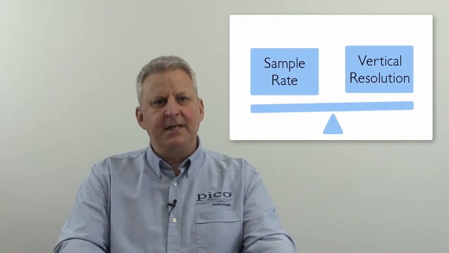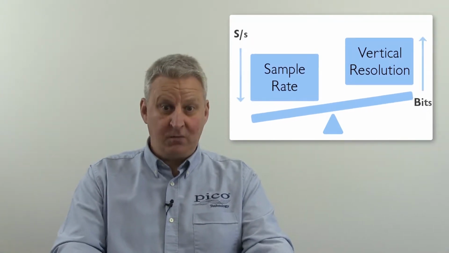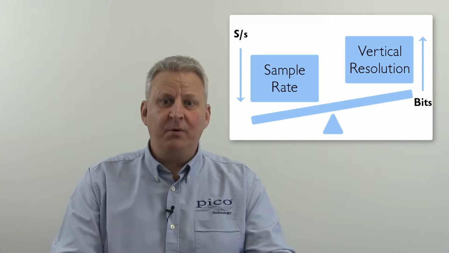So what does flexible resolution mean, and why do we recommend the 5000 series as a great mid-range general purpose oscilloscope? Well, at the heart of all digital oscilloscopes is an analog to digital converter, and with all ADCs there are two key specs: sample rate and vertical resolution, and there's always a trade-off between the two. It takes more time to sample a signal with increased resolution, and so sample rate will fall as a result.